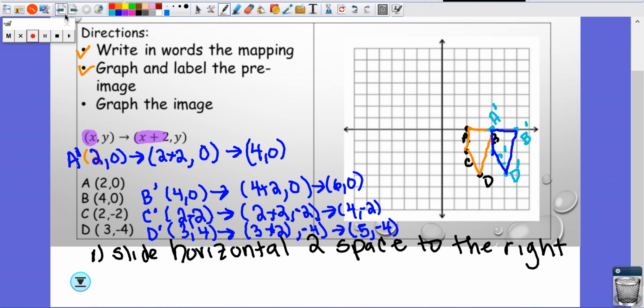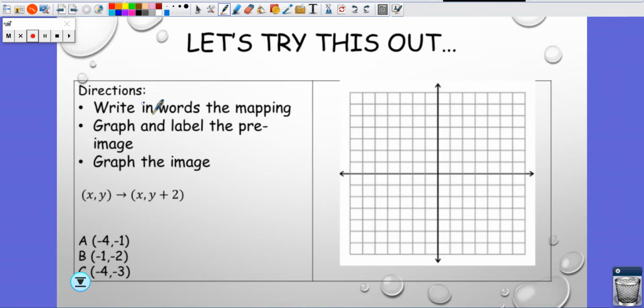All right, so let's go to the next one. Okay, it says write in words the mapping, and then graph and label the pre-image, and then graph the image. So this time I have 3 points. So I'm going to do the first part first.